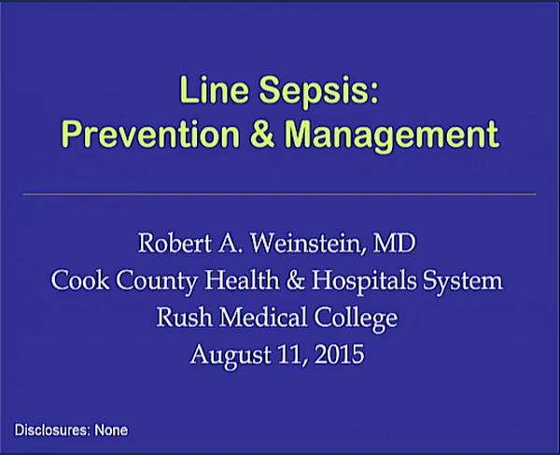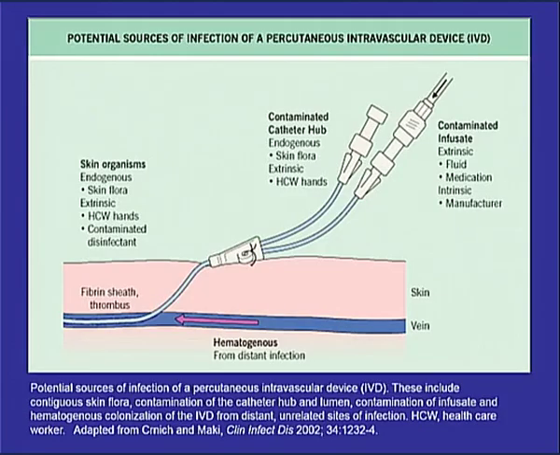Line sepsis, prevention and management. We'll talk about prevention and then about management. So this is a schematic from Dennis Mackey, who's probably the father of all bloodstream infection research. When you look in the medical dictionary, Dorland's or one of those dictionaries, under bloodstream infections, there's a picture of Dennis Mackey. So there are two ways that IV lines get infected. One is when they get inserted.